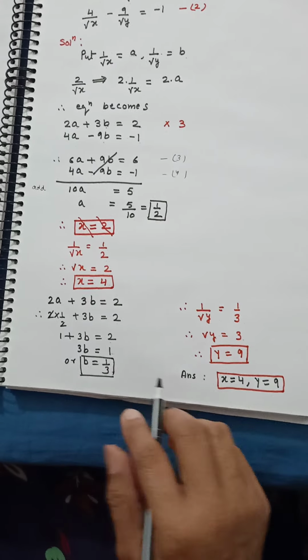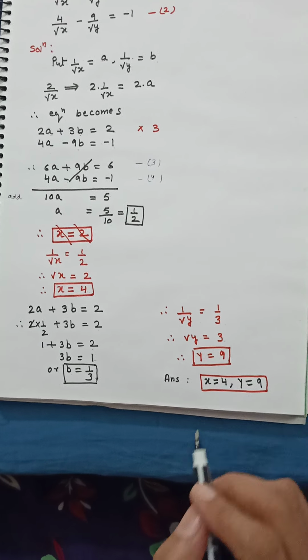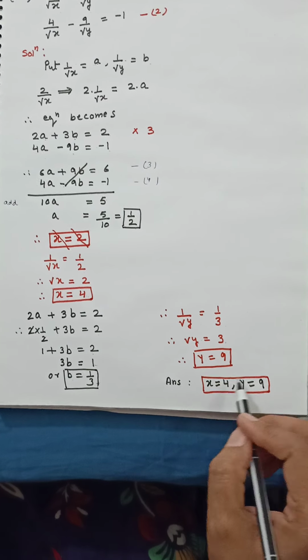So your final answer is x is equal to 4 and y is equal to 9. We should always write x and y at the end at one place.